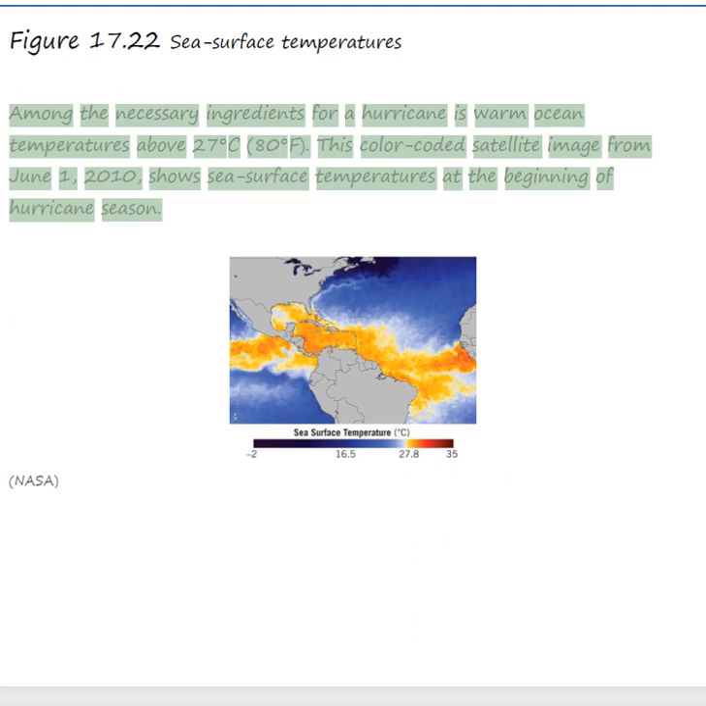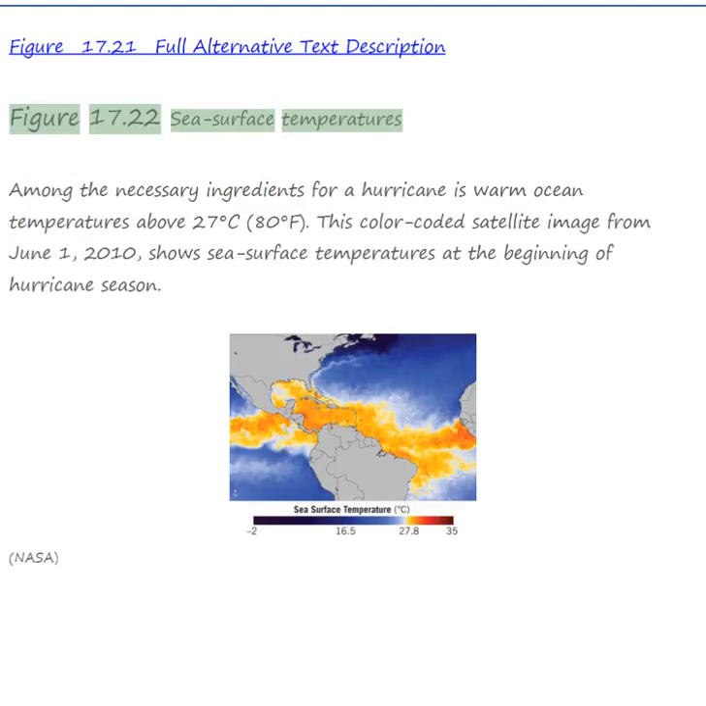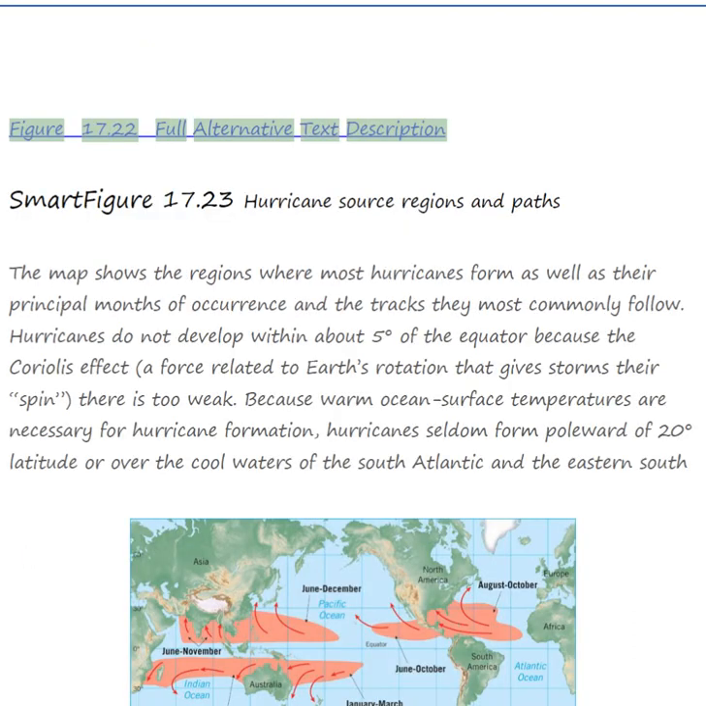Among the necessary ingredients for a hurricane is warm ocean temperatures above 27 degrees Celsius. This color-coded satellite image from June 1, 2010, shows sea surface temperatures at the beginning of hurricane season. Figure 17.22 Sea surface temperatures. Figure 17.22 Full alternative text description.